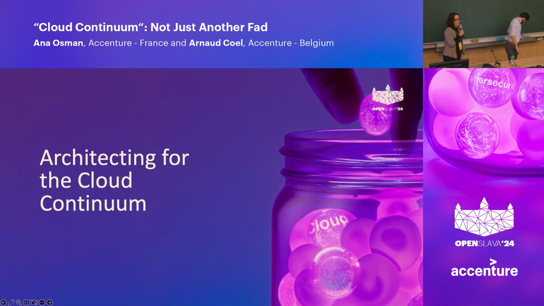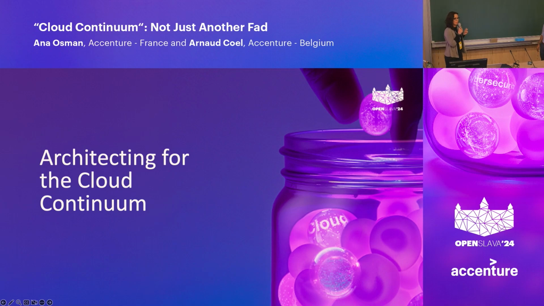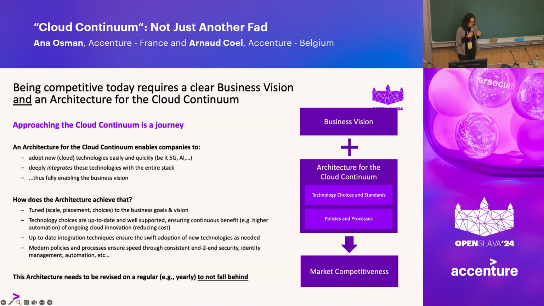Right. So as Arnaud was saying, one of the most important things in setting up Cloud Continuum is to have a strong technical and enterprise architecture in place. It was said before, approaching the Cloud Continuum is a journey. It's not something that you do once and then you forget about. Cloud Continuum basically is technology being ready at all times to answer to your business needs.